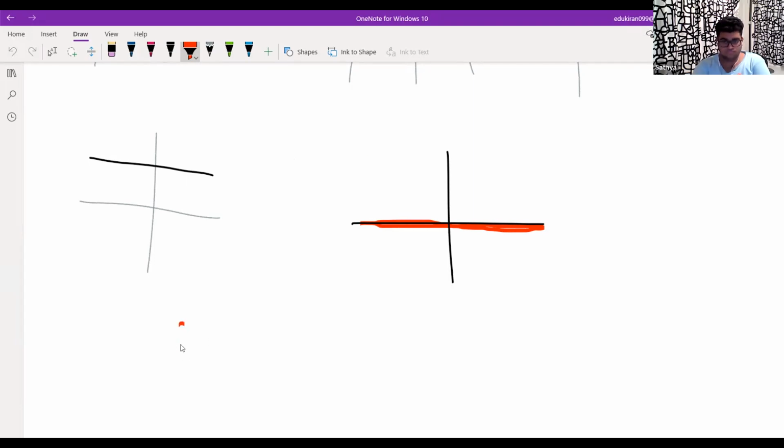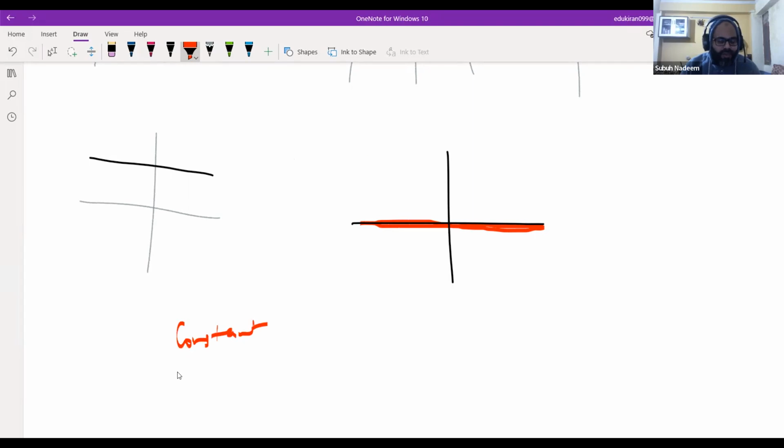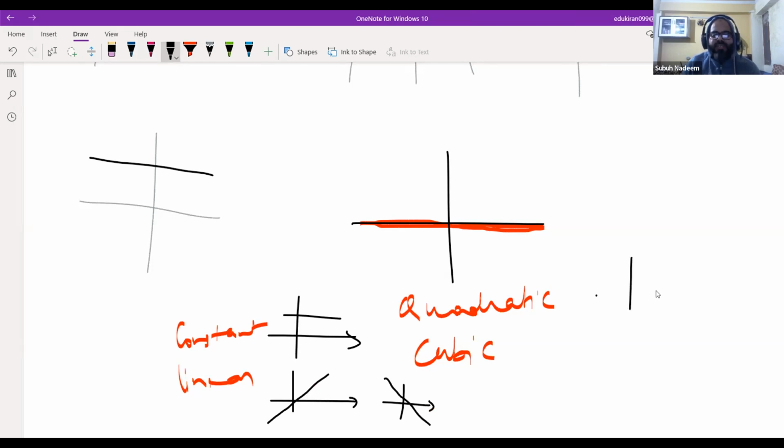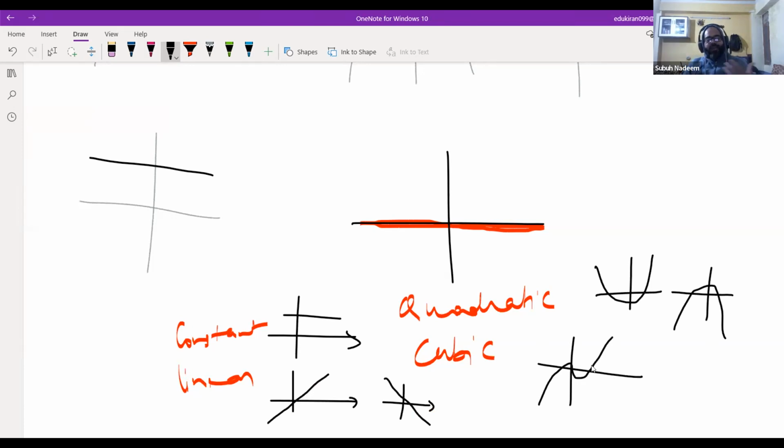What are the different cases? Constant, linear, quadratic, cubic. There is no one particular case, but you can roughly think that a constant graph is like this. It can be above, it can be below. Linear is like this, or it could be like this also. Quadratic is like this, it can be like this, it can be like this. Cubic is somehow like this. As you go on increasing the degree, you will get different types; cubic could be like this also.